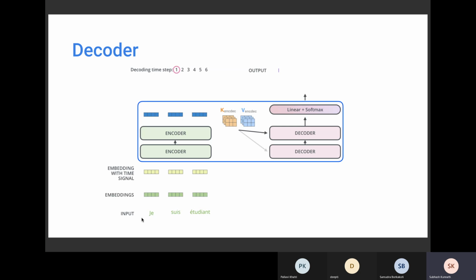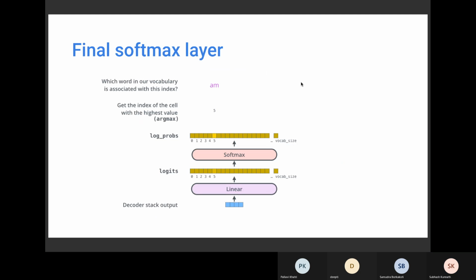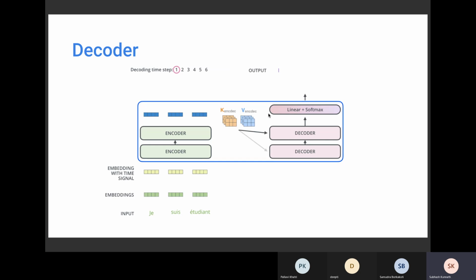What happens is you feed this sequence to the encoder part, and the encoder is connected to the decoder through this encoder decoder attention mechanism, and then at the output you are supposed to get the value or the word corresponding to time step one. And let's have a look at the final softmax layer in this decoder part.